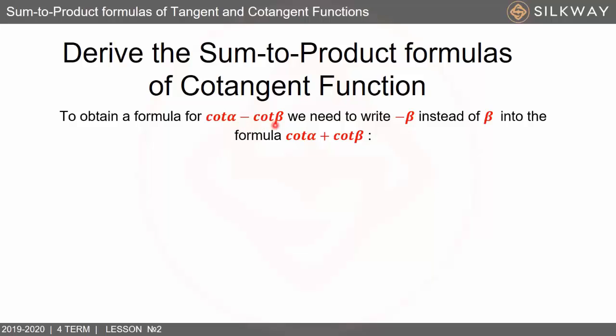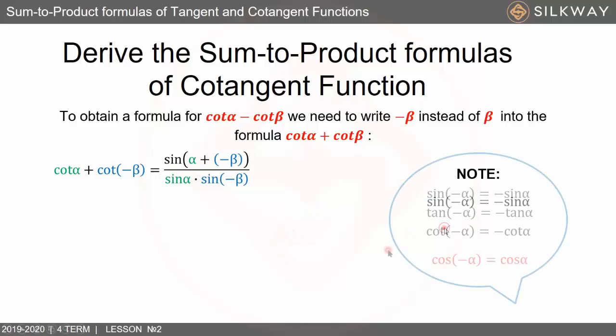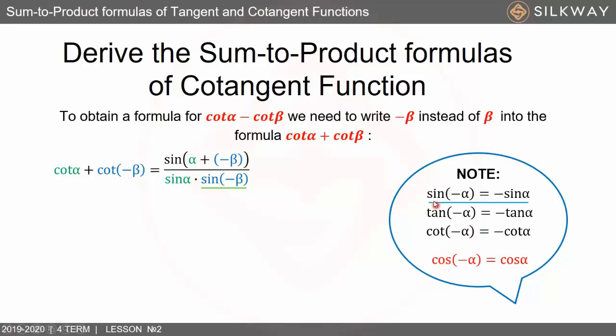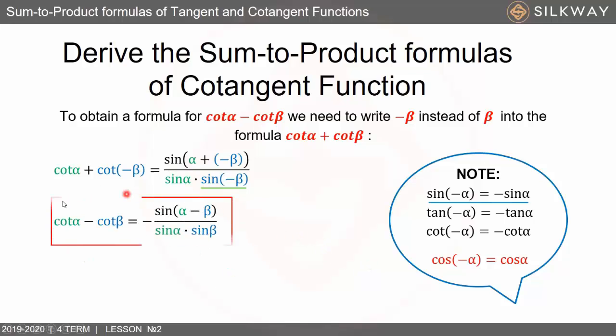Okay, next. Cotangent alpha minus cotangent beta. We use here the formula for cotangent alpha plus cotangent beta. Instead of beta, we just put minus beta. And then we have a note here. We use this one: sine minus alpha will be minus sine alpha. And our formula will be here. Cotangent alpha minus cotangent beta will be minus sine in brackets alpha minus beta over sine alpha multiplied by sine beta. And this is our fourth formula, yeah?